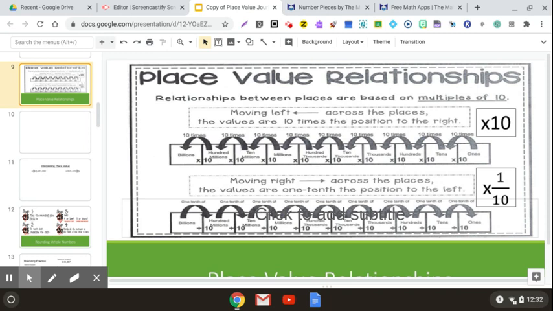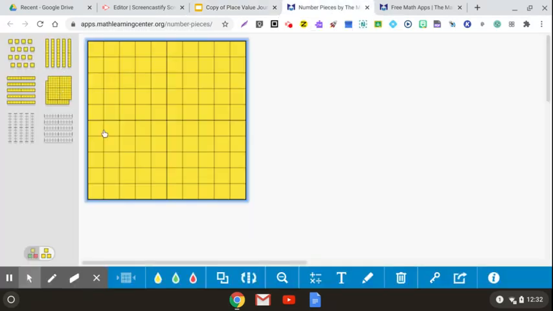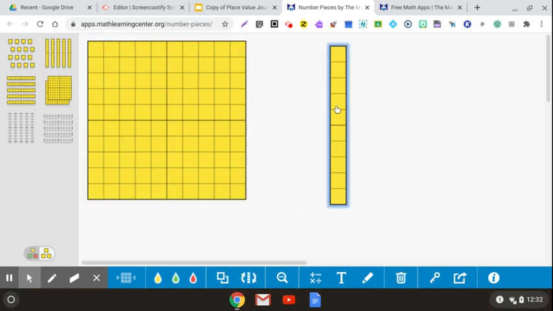Let's go to a different site real quick. I'm just going to show you something. Okay, that's 100. You know that. Here's a 10. Which one's bigger? You know that 100 is bigger than 10. In fact, we say it's 10 times bigger. That's what this means. That's all we're talking about, is getting bigger and getting smaller.